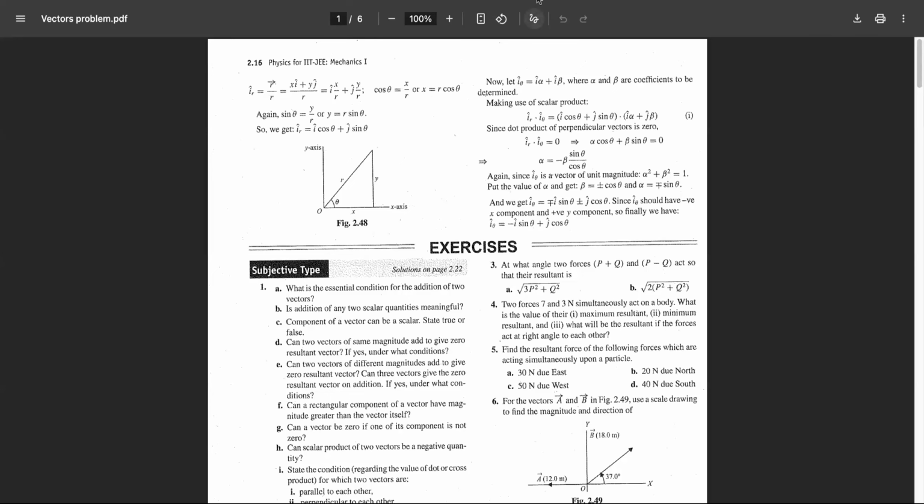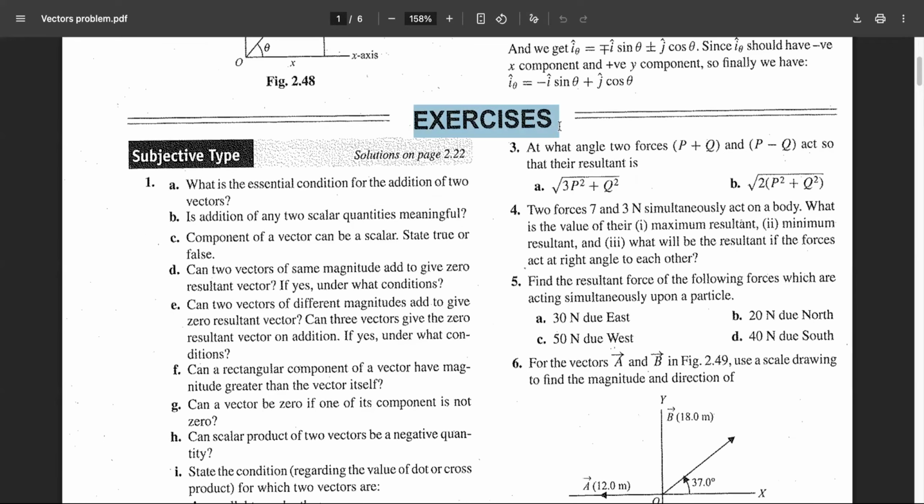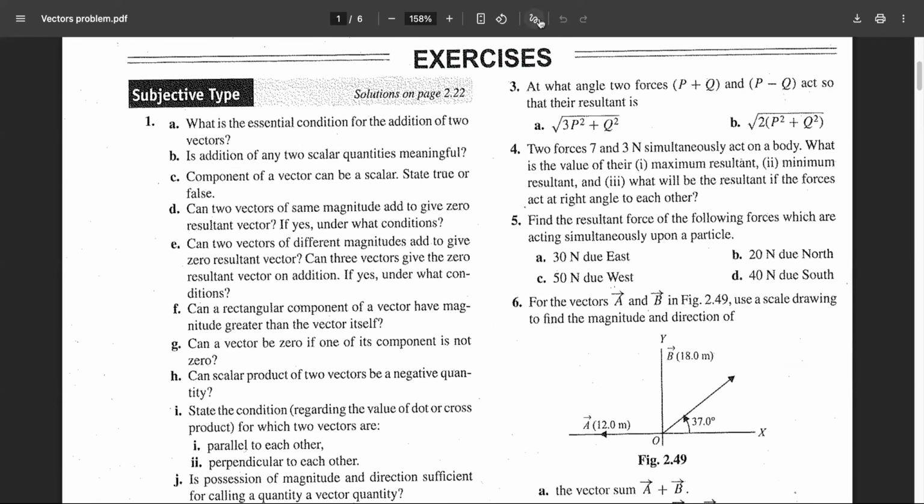All right, Adit. So this is a page where you can see a lot of problems are there. We'll be solving all these problems from this exercise part, one by one. We'll try to go further.